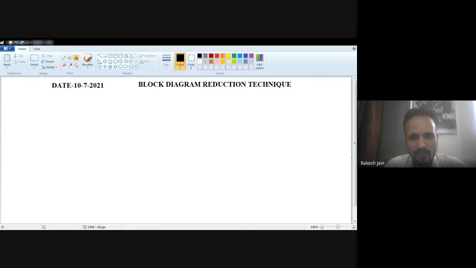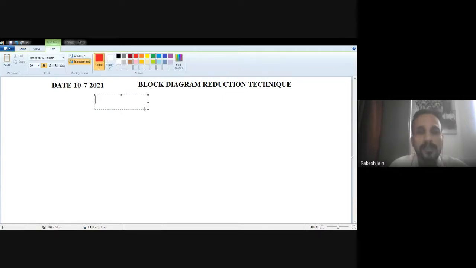After the completion of this lecture, you will be able to understand how to find the transfer functions when blocks are in cascade, in parallel, or in feedback. So let's begin our journey with this MS Pen file. See, what is the meaning? The block diagram reduction technique is actually used to find the transfer function of any block representation. For the simplification of the block representation, we use block diagram reduction.